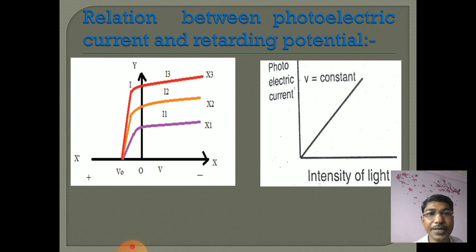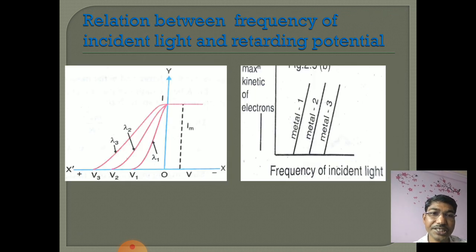Now we have to see here three different intensities of light, but the stopping potential is the same, while the different intensities of light have different currents. It means that photoelectric current is directly proportional to the intensity of light.